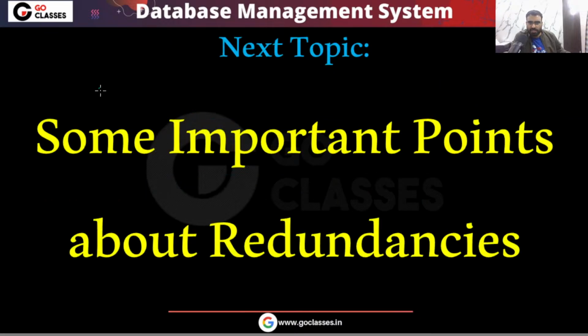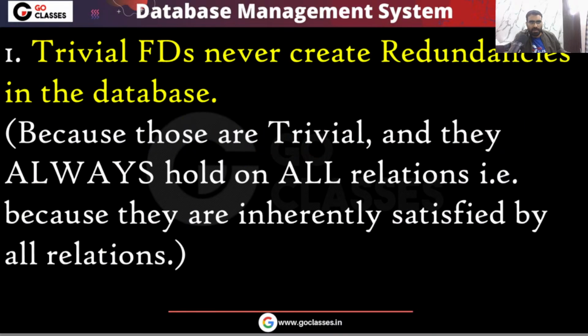Now the next topic is some important points about redundancy. The first point: trivial functional dependencies can never create redundancy in the database. The reason is very simple, because these are trivial. They will always hold in every relation. Remember, the name itself tells you these are trivial. They are always satisfied by every relation. So trivial functional dependencies can never cause redundancy in the database. So who will create redundancy in the database?